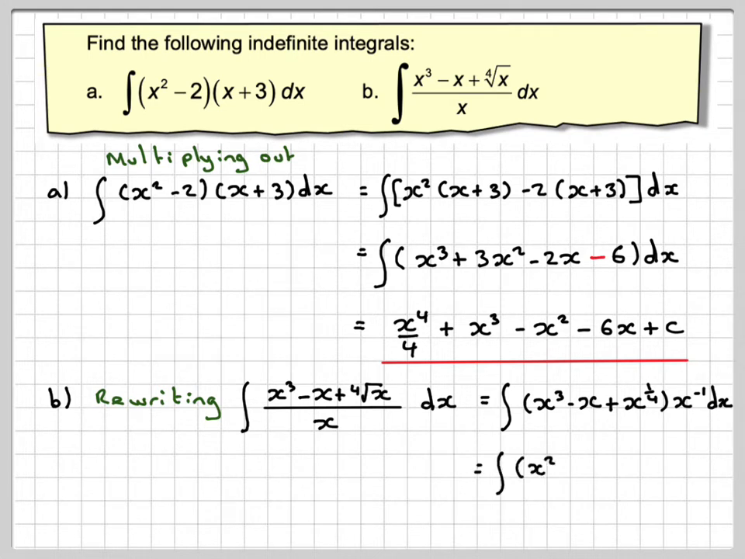So that gives me x cubed times x to the minus 1, which is x squared. x to the minus 1 times x gives me x to the 0, which just gives me minus 1, because x to the 0 is actually 1. And then x to the quarter times x to the minus 1, well, it's a quarter minus 1, so it becomes x to the minus 3 over 4 dx. Right, so writing that out again, and then we'll now integrate using the power rule.